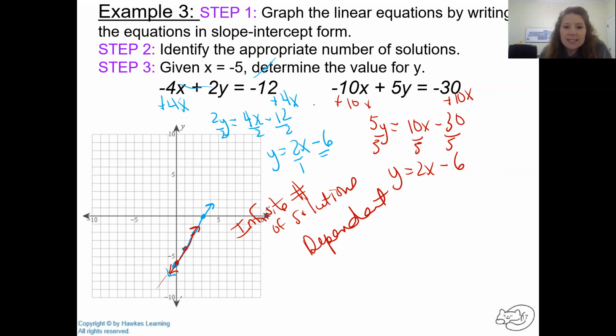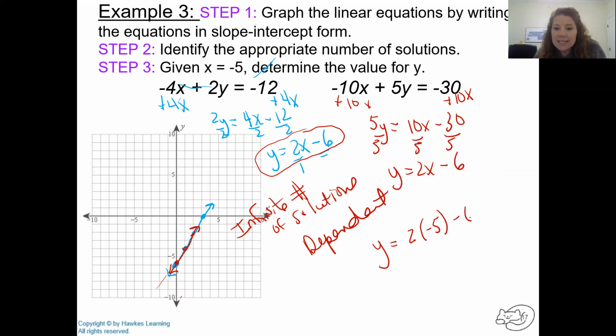Or what I could do is I could take my equation, plug in. I'm going to take a simplified version of my equation, and I'm going to plug in -5 for x. So 2 times x, which is -5, minus 6. So I'm plugging in -5 for x right there. Well, 2 times -5 is -10. And -10 minus 6 is -16. So it asked me, given x equals -5, determine the value for y. So if x is -5, y would be -16.